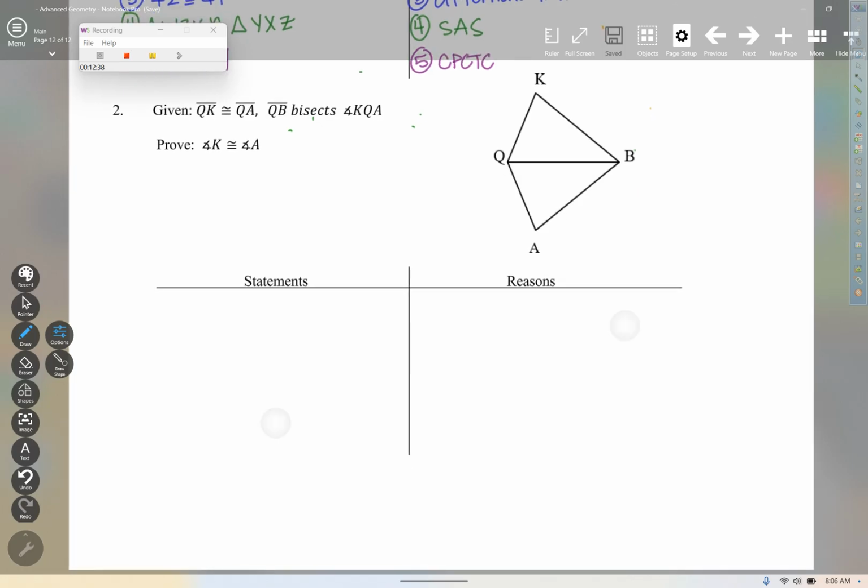All right, side or segment QK is congruent to segment QA. Segment QB bisects angle KQA, and I'm trying to prove angle K is congruent to angle A. Notice again that I don't have triangles congruent to triangles, so I know I'm going to have to do that before I finish the proof. Okay, let's go ahead and start with the given.